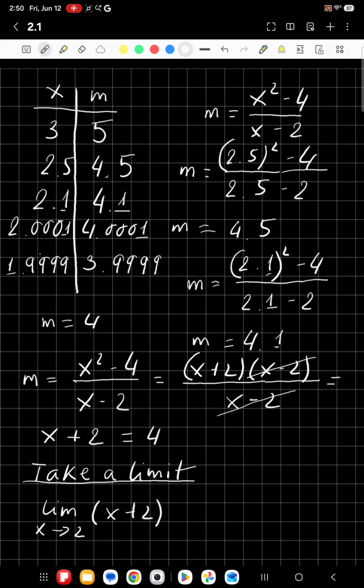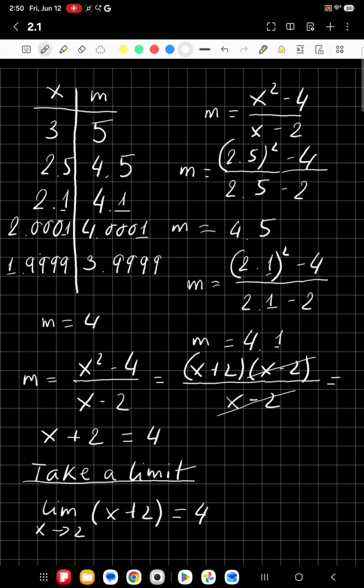I could take this formula, but then I'm simplifying it. So essentially it's the same as this one. Well, not really the same, but for our purposes it's the same. So now we can plug in that 2 into x plus 2, and we get 4. So that's the slope, that's the limit.